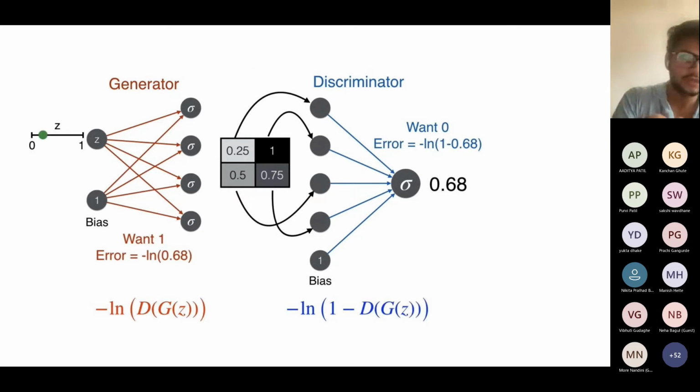Coming to the loss function, which is one of the major aspects in training and backpropagation, we take the error in the discriminator as negative of log of 1 minus the output of the generator prediction, and in the generator we take the error as negative of logarithm of the predicted value of the generator. So just remember these two points.